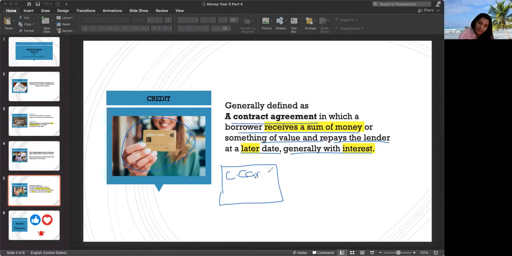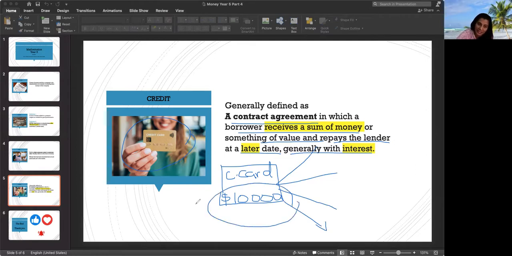What does this credit card have? It has a certain value in it, maybe 10,000 or 15,000, depending on your salary, depending on your personal finance. The bank will decide how much credit value it could put inside that card. And with that card, you can make purchases. You can buy things up to that value. So the bank has given you a credit of up to 10,000. So you receive this sum of money in that card.